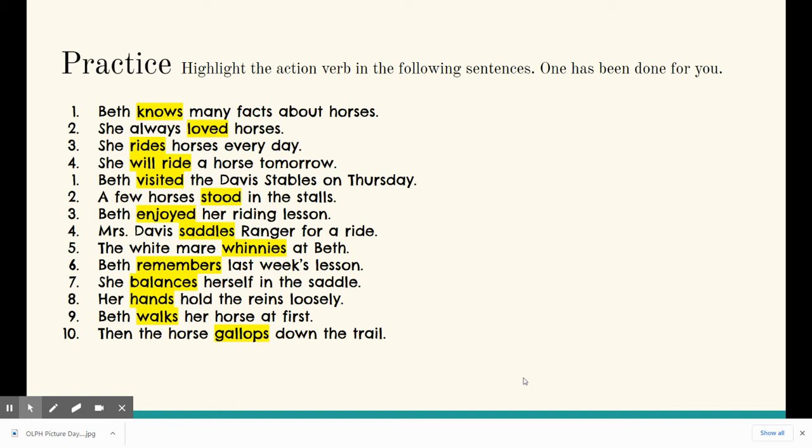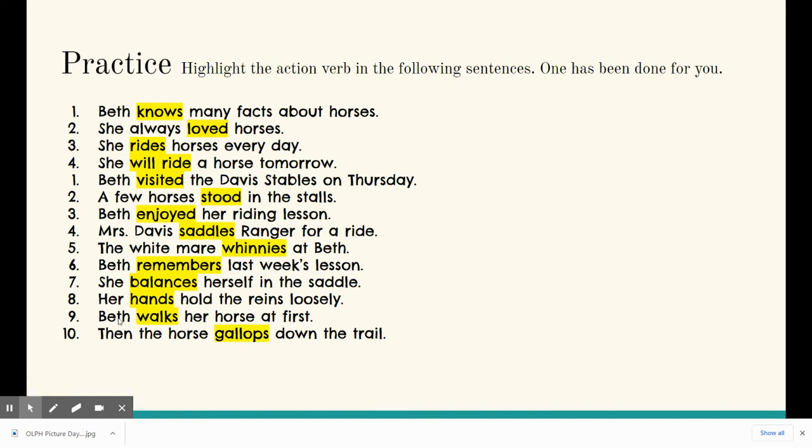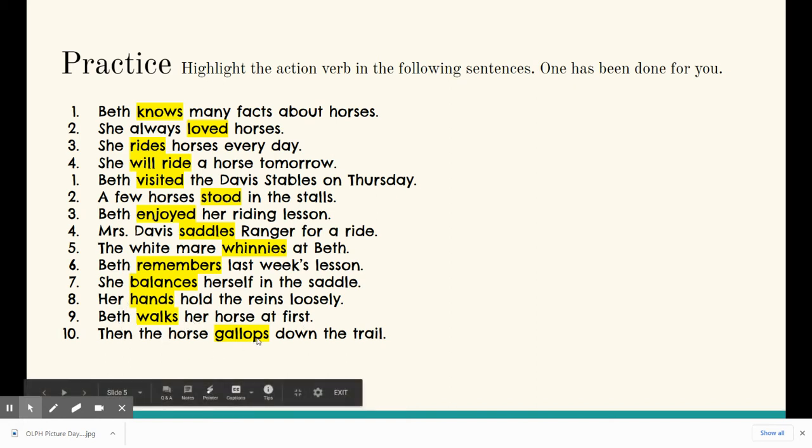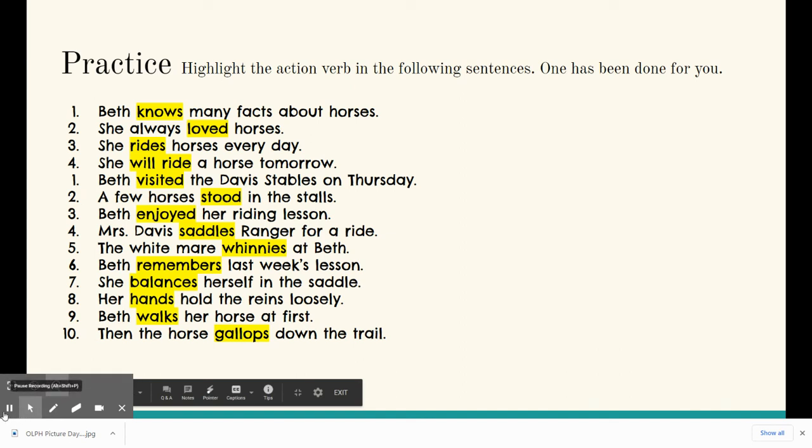She balances herself in the saddle. Balances is the action that she did. Her hands hold the reins loosely. Should say holds. Hold is the action that her hands did. Beth walks her horse at first. Walks is the action that Beth did. Then the horse gallops down the trail. Gallops is the action that the horse did.